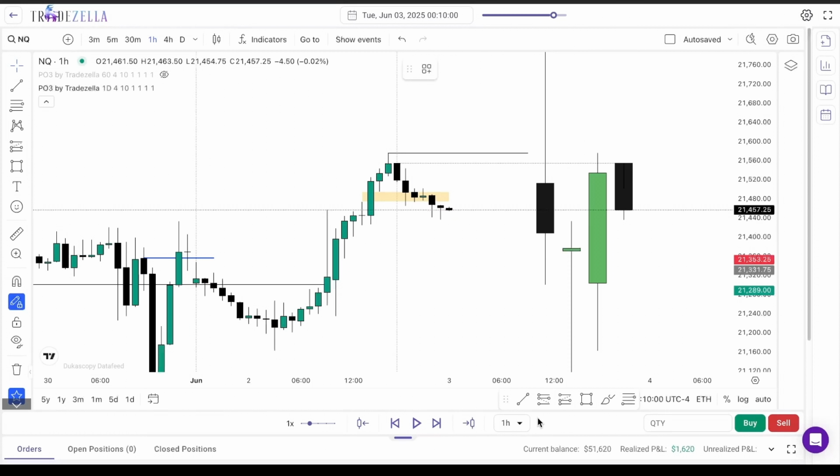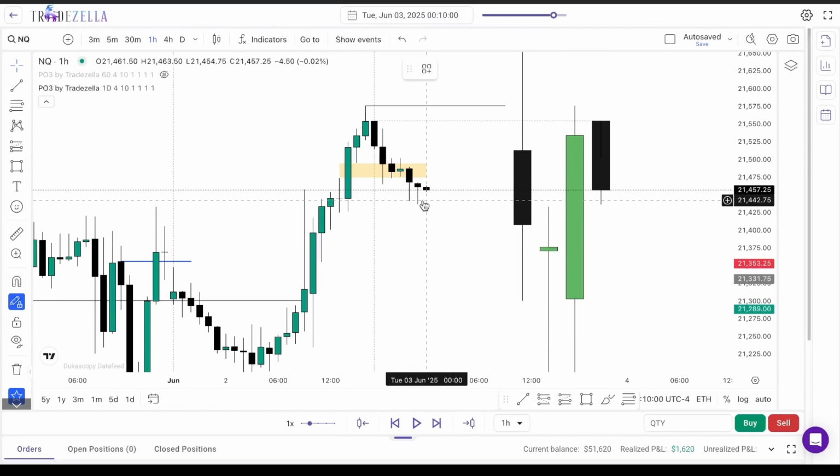No, it doesn't. So what I'm going to use now is those intraday lows, right? So we can take a look at these lows here, or when we form new lows.